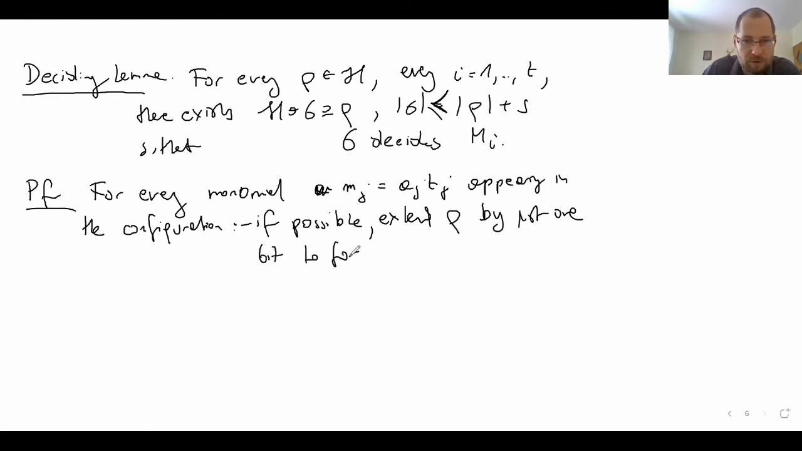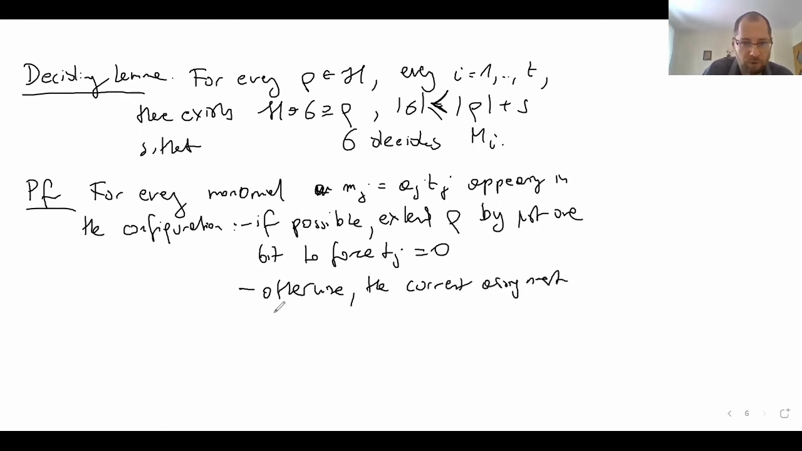To force TJ to 0. If you can, then you just extend the current assignment by a single bit. Otherwise, the current assignment already forces TJ to be 1. So by looking at each monomial in the configuration and looking at the term living within that monomial, you do one of two things.